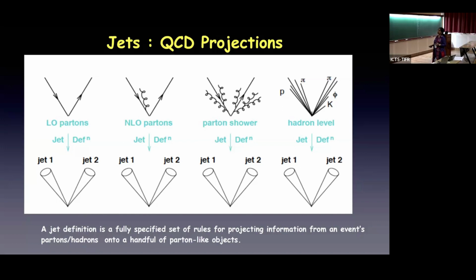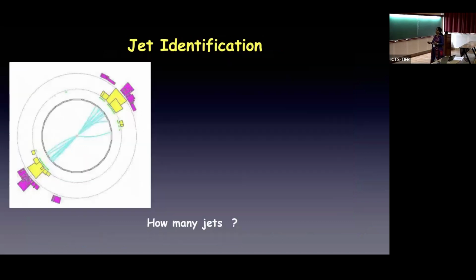So a jet definition is a fully specified set of rules for projecting information from an event's partons and hadrons onto a handful of parton-like objects. So we have to project this initial state thing into calculable or measurable objects known as jets. Now for this, you have to identify jets so that you can start to make a setup of rules. So if you see this structure in your detector display, how many jets do you see? It's clearly two.